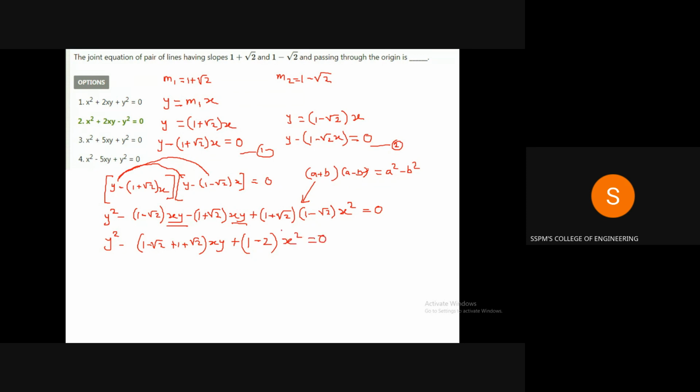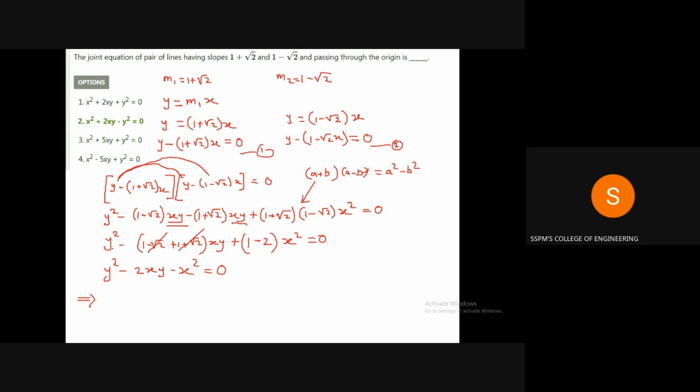So 1 square minus root 2 square, root 2 square is 2. So here y square, and this root 2 and this root 2 will get cancelled, minus root 2 plus root 2 will get cancelled. So 1 plus 1 is 2, so minus 2xy, and this 1 minus 2 is minus, so minus x square is equal to 0. So this will be the required joint equation.